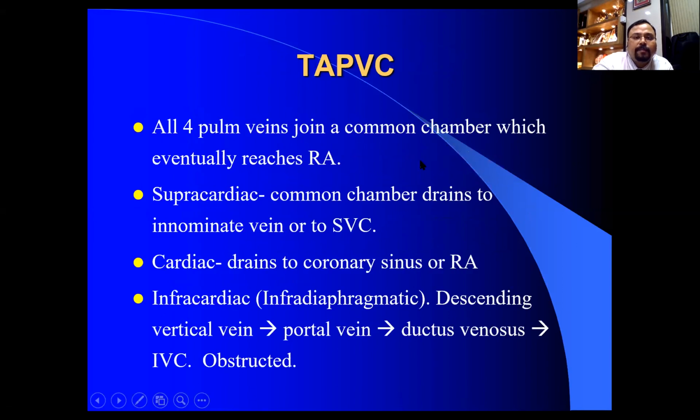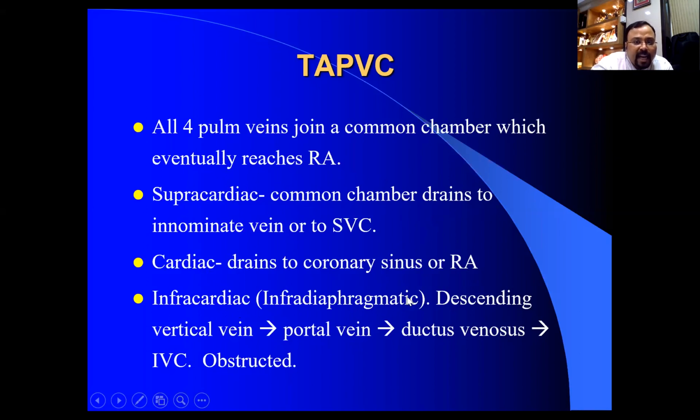Now TAPVC. All 4 pulmonary veins join to form a common chamber, which eventually reaches the right atrium. It can be divided into supracardiac, cardiac, infracardiac, and mixed variety. Supracardiac is the common variety, which drains into the innominate vein or superior vena cava, sometimes at the SVC-RA junction. Cardiac variety drains into the coronary sinus or right atrium directly.